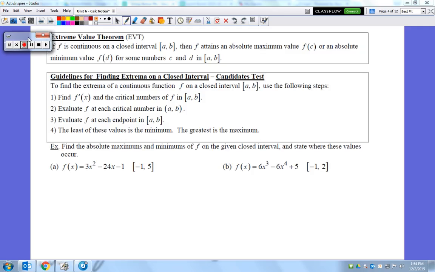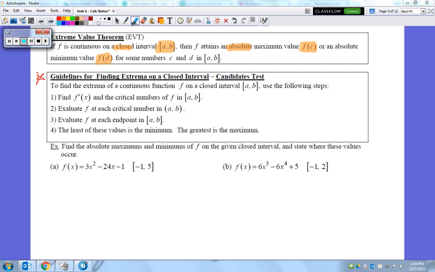Forevermore, what you're going to do in this unit is identify things called the critical points. Okay? So let's read what we have. If f is continuous on a closed interval, that's important, then f attains an absolute maximum at f of c, or an absolute minimum at f of d.